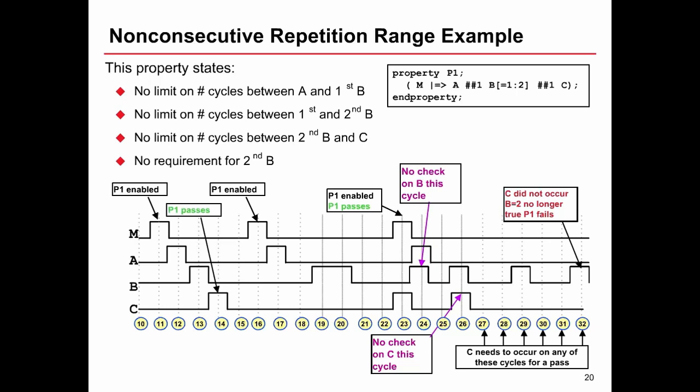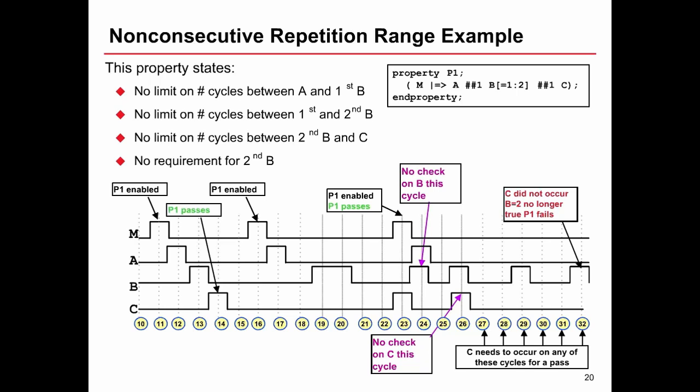Then at cycle 16 we have M occurring again and A on the cycle after that. So now we have a requirement for between 1 and 2 occurrences of B followed by C. It just so happens that in cycles 19 and 20 we have 2 consecutive occurrences of B. So remember, non-consecutive means not necessarily consecutive. It doesn't eliminate the possibility that they could happen consecutively. Followed at cycle 23 by C. So the property which got enabled at cycle 16 passes on cycle 23.